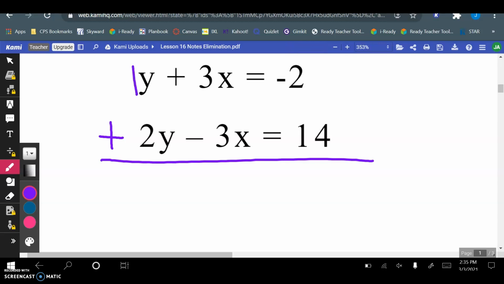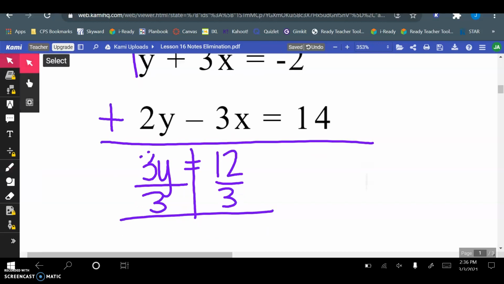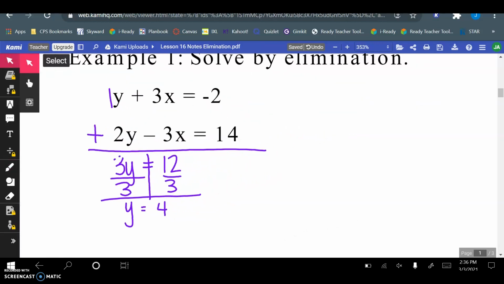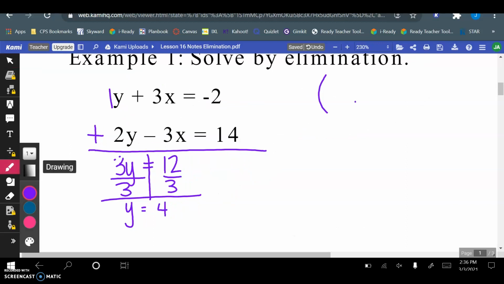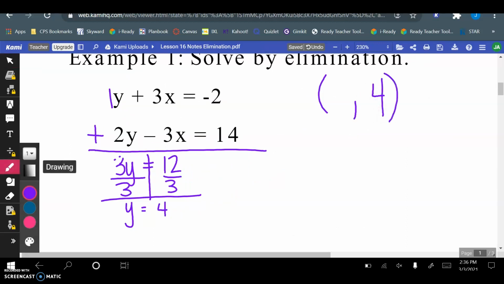So I have 1y plus 2y. That's 3y. The x's would be 0, so they cancel out. And then negative 2 plus 14 would leave us with 12. Then I solve. I'm going to divide both sides by 3. And I have y equals 4.